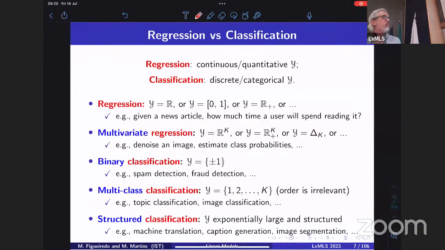And then finally, there's structured classification, where the output set has a dimension that is not specified a priori. It depends on the input, typically. So for example, in machine translation, you have a sentence and the output sentence, you don't know a priori. Before you do the translation, you don't know how long it's going to be. It depends not only on the length of the input sentence, but also on the contents of the sentence.